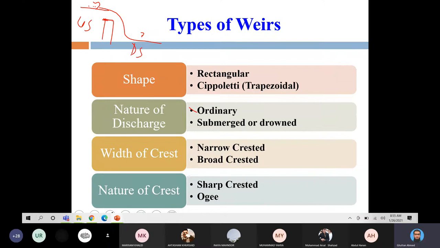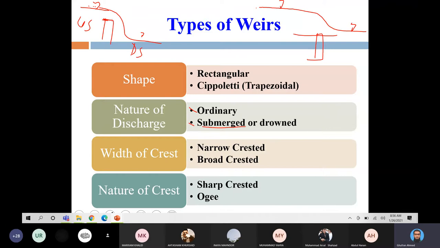But if we talk about the submerged weir, then it is basically like this. Even the downstream water level is higher than the top height of the weir. So that is why this is called a submerged weir. If the discharge is very high, then the effect of the weir is negligible in transforming the water profile. In that case, the weir becomes drowned or submerged.